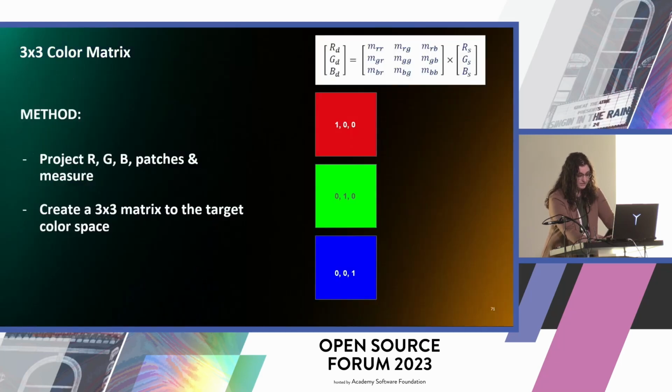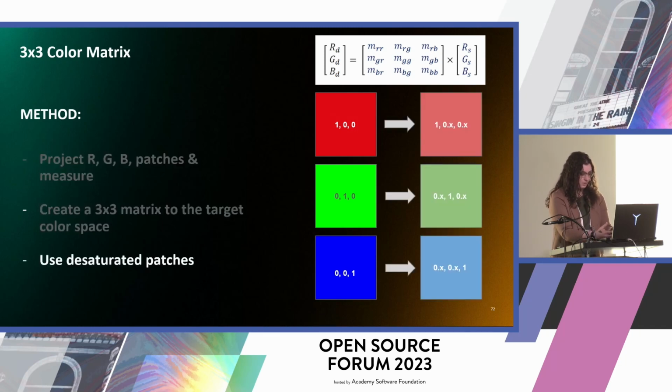In order to calculate the 3x3 matrix, it's pretty simple. Project the red, green, and blue patches on the LED wall. We record and measure the colors, and then we generate a color matrix to map the extracted color space to the intended color target. Basic 3x3 matrix.